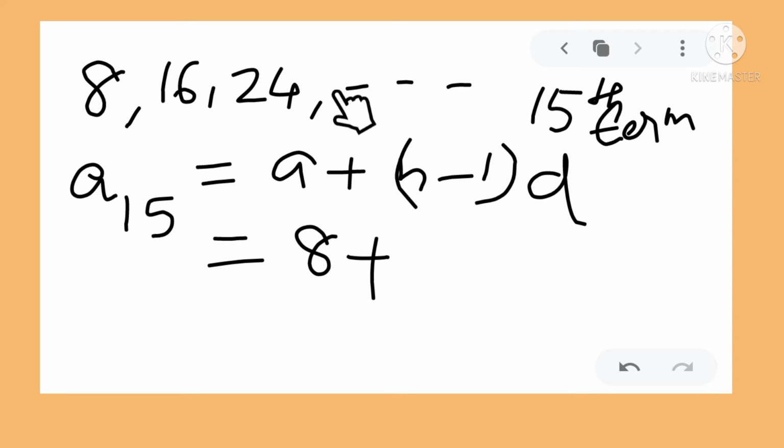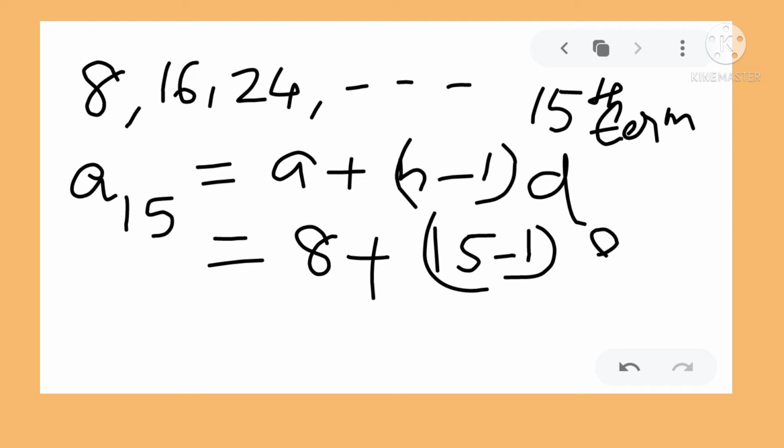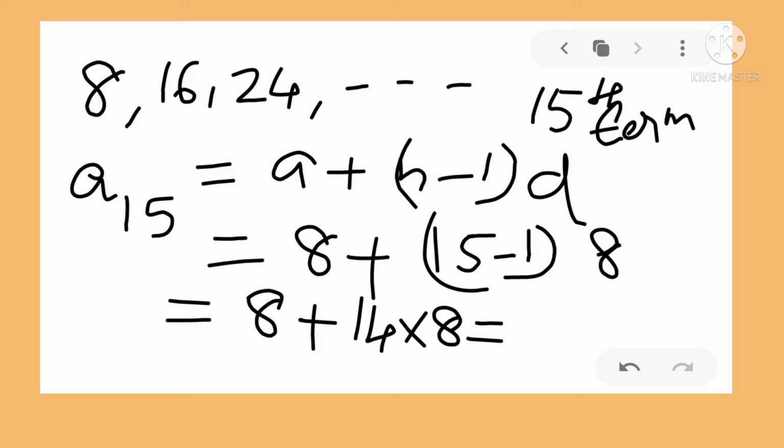Since we want to find the sum of the 15th term of that AP, 15 is the value of n. So 15 minus 1 into d, where d is 8, since it is the multiples of 8. So the answer is 8 plus 14 into 8, that is 8 plus 112. So the 15th term is 120.